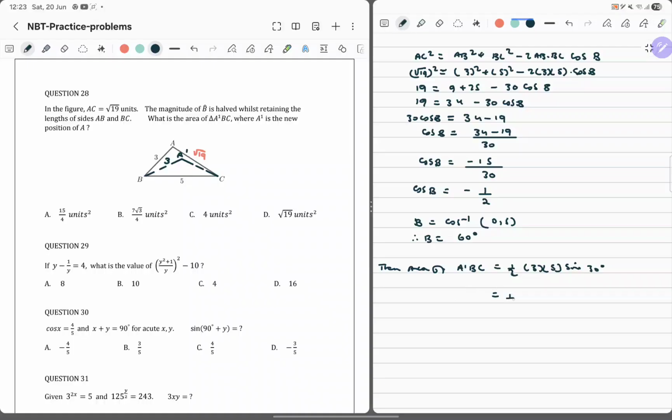So this is going to be equal to 1 over 2 into 15 into 1 over 2. So this is going to be 15 over 4 units squared.